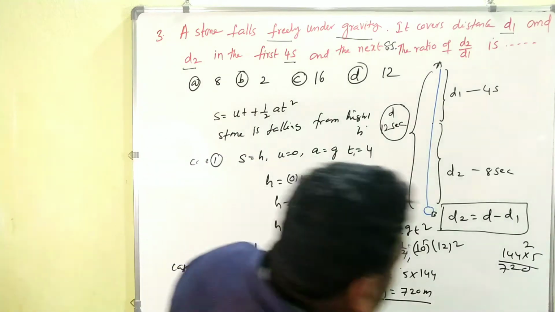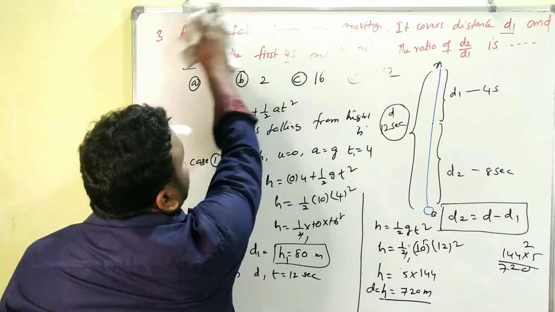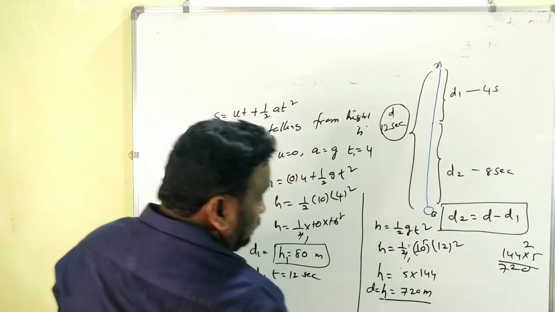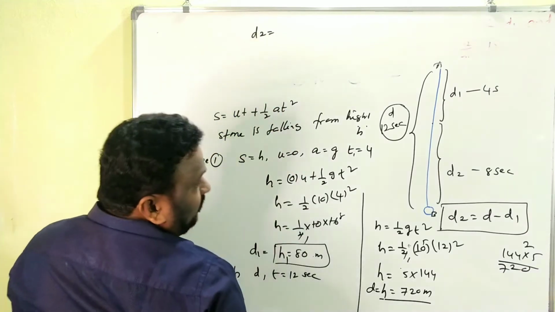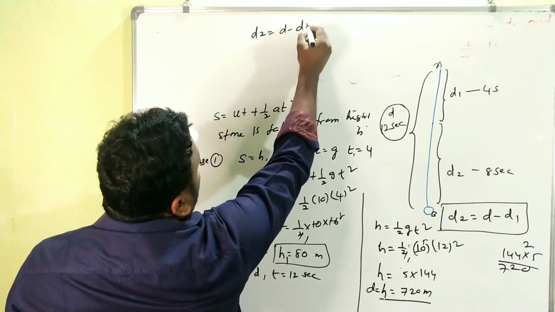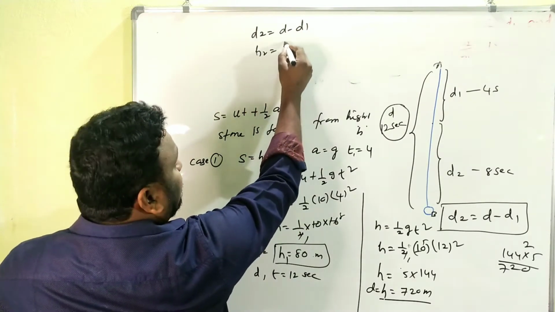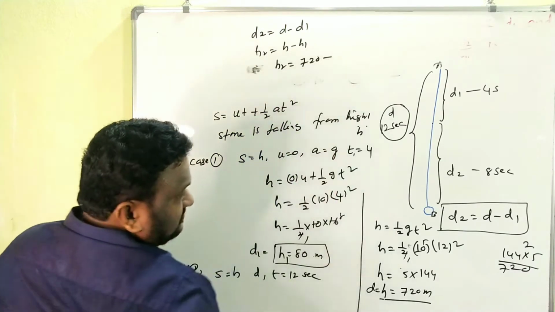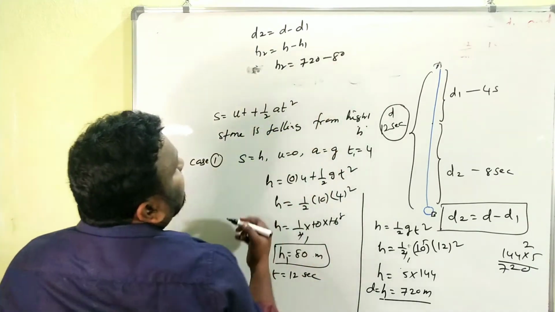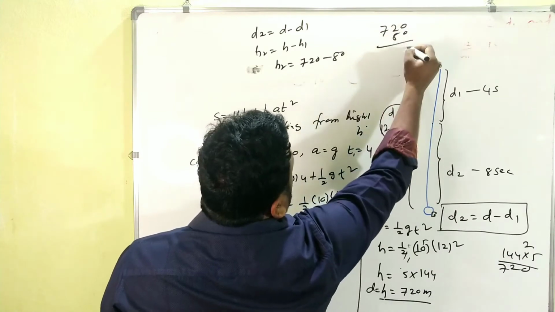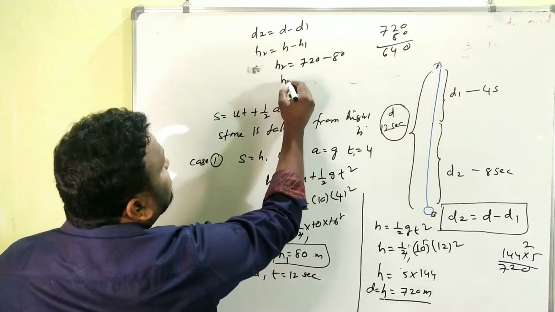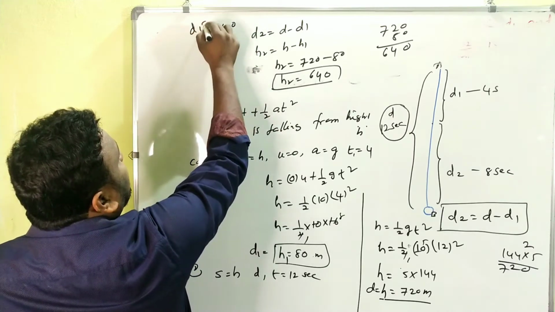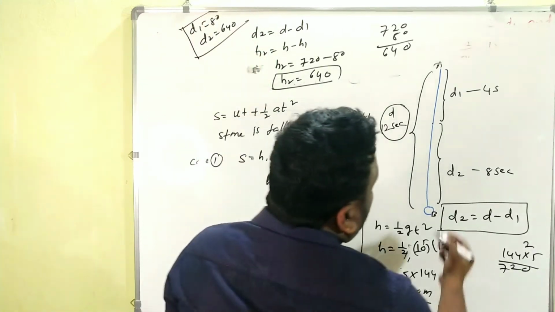Okay, after that the next thing we want to find out is d2. So d2 is equal to simply d minus d1, or simply h2 is equal to, as you wish, h minus h1. h2 is equal to 720 minus 80. So 720 minus 80 means 0, 4, and it is 640. Then h2 is equal to 640. So here the d2 value is 640 and the d1 value is 80. Now we have to find the ratio. Then what to write?